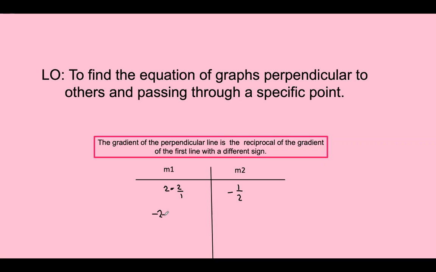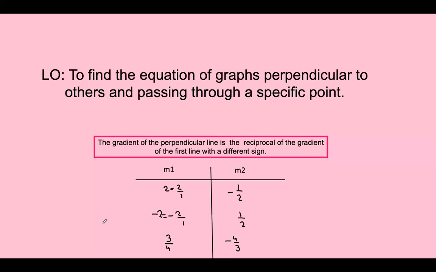But what if I have -2, for example? In the same way, -2 I can change to a fraction, -2/1. And so the reciprocal is going to be 1/2 with a different sign, which means positive 1/2. You see? What if I have a fraction, for example 3/4? And 3/4 becomes -4/3. So flip the fraction, or the gradient, turn it upside down, and then change the sign. So if it's negative, it becomes positive. If it's positive, it becomes negative.